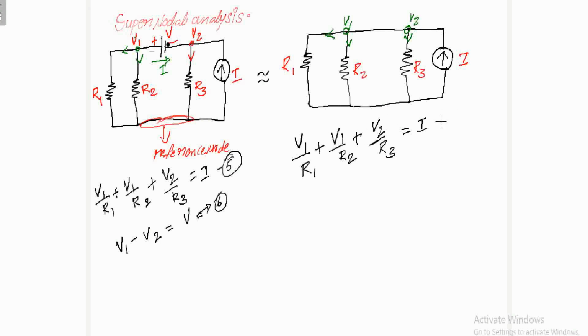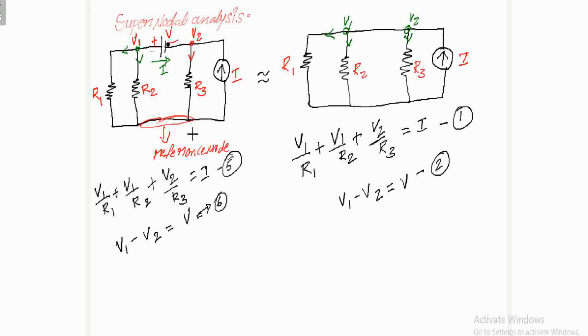Just observe this equation. Is this equation similar to your fifth equation, which is obtained by applying two KCLs to V1 and V2? V1 by R1, V1 by R2, V2 by R3, which is equal to I. We got the same equation. And from the original circuit we can write V1 minus V2 equal to V. This is your second equation. So while solving the problem, there is no need to apply individual KCL at V1 and V2.